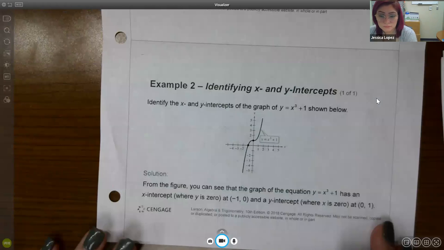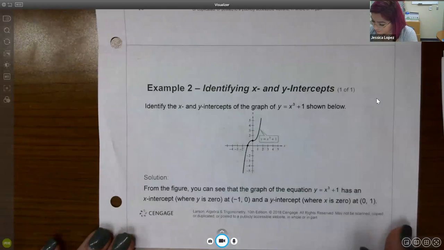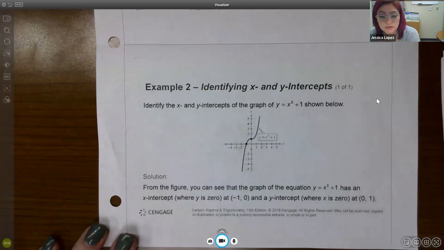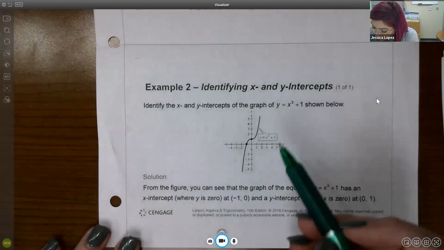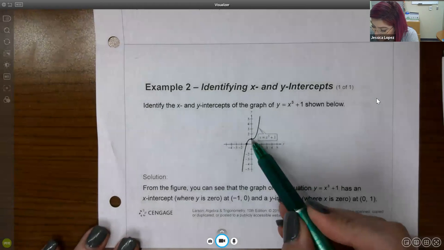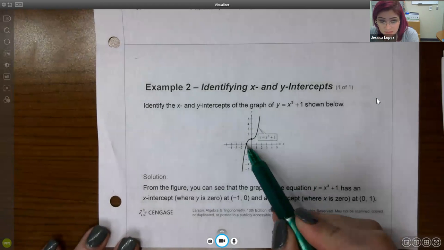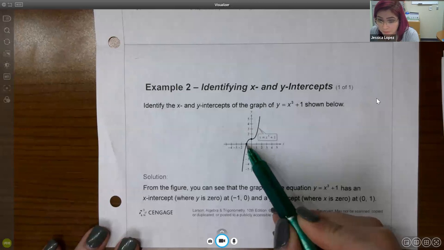Now, identifying x and y intercepts, so basically finding x and y intercepts, how do we do that? So here you have a graph of y equals x cubed plus 1 shown below. And if you look at that, you can see that it does have a y-intercept at positive 1, and it does have an x-intercept at negative 1, okay?